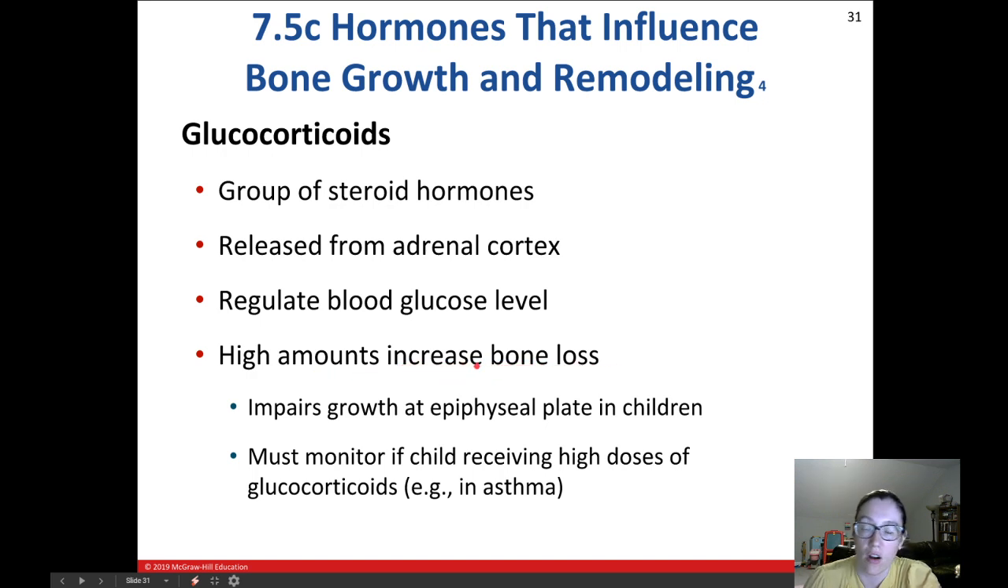And so there is some research that shows it impairs growth at the epiphyseal plate in children. This is important because we can use glucocorticoids clinically in cases of asthma and things like that to help suppress the immune system and to decrease inflammation. And so if a child is receiving high doses of glucocorticoids, then you just want to make sure to monitor their bone growth and make sure that it's not being affected.